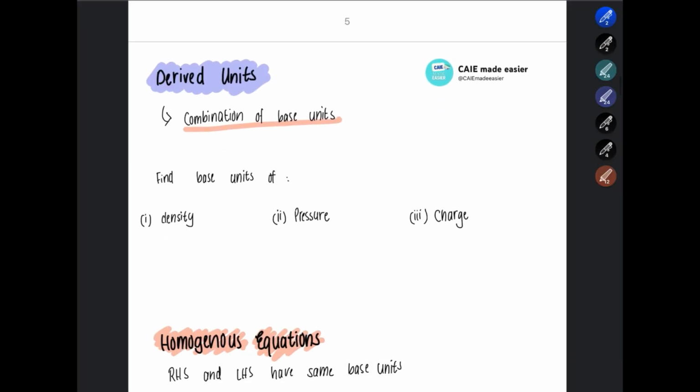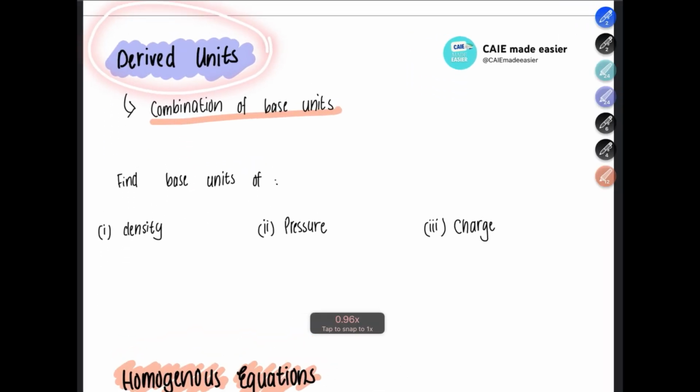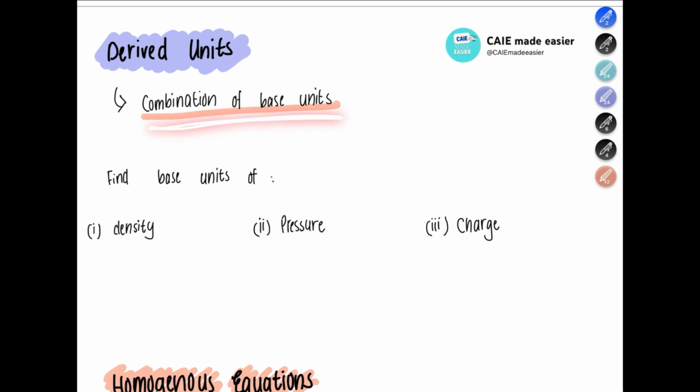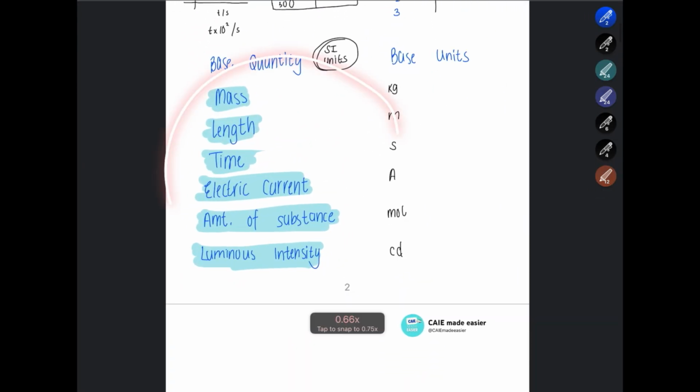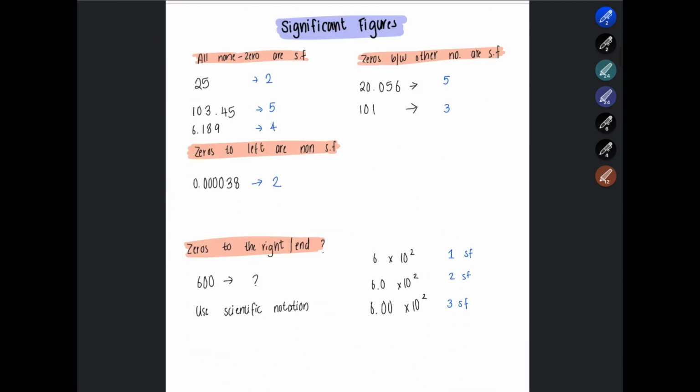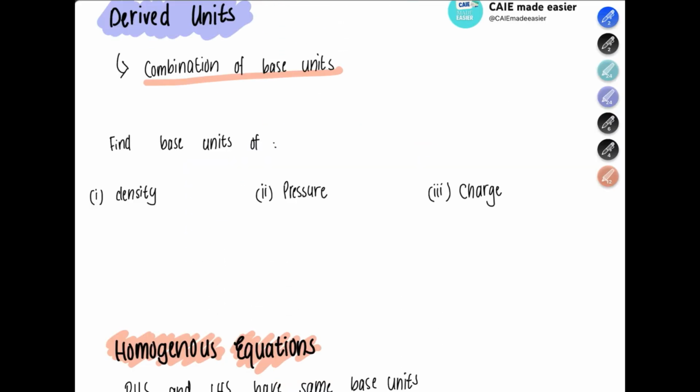Let's talk about derived units. Derived units are basically a combination of base units. We just studied these base units, which are very important for us. Now derived units are basically a combination of base units. So how do you find the base unit? You need to write down the formula.